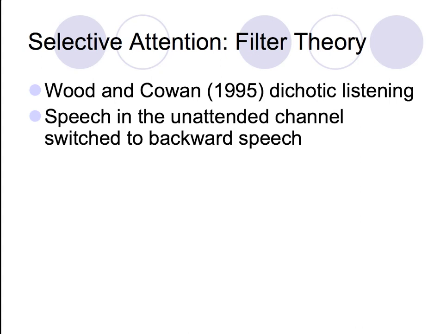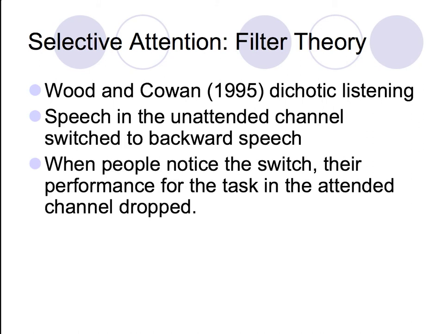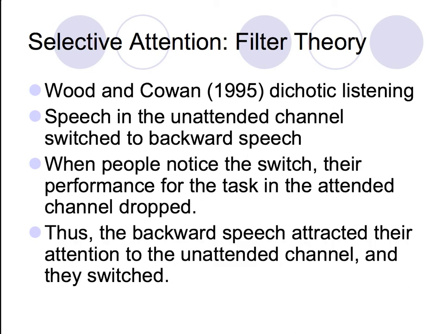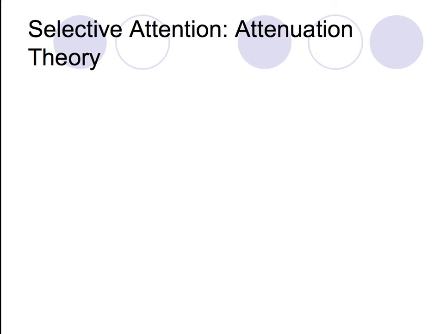So there were some experiments in dichotic listening where speech in the unattended channel would switch to backwards speech, and sometimes people would notice that switch, and when they noticed the switch, the performance for the task in the attended channel dropped. So it shows you that your attention was robbed or captured by the unattended channel for a brief moment, and that was probably due to the fact that they noticed physical properties in the changes to the speech in the unattended channel.